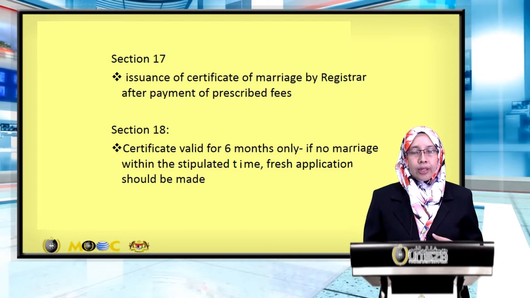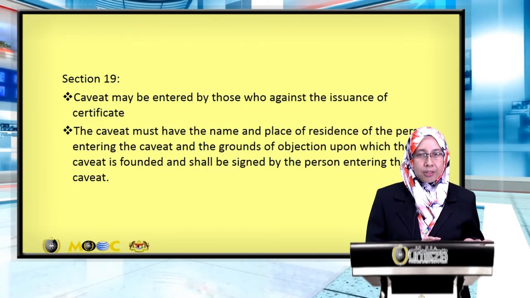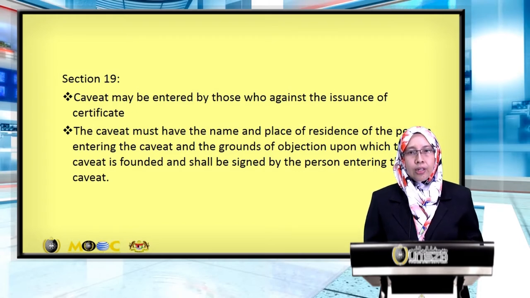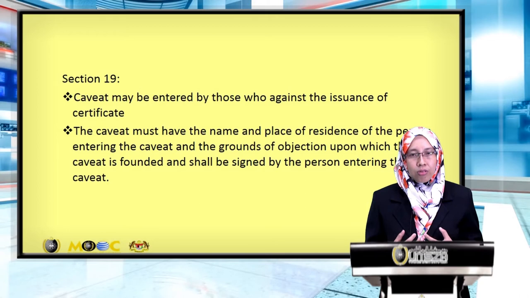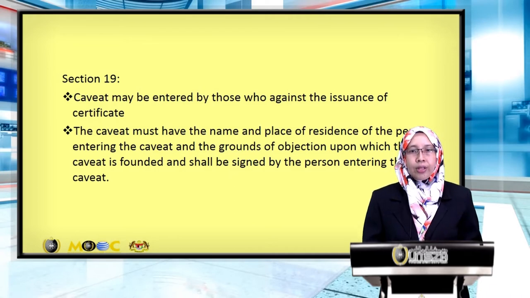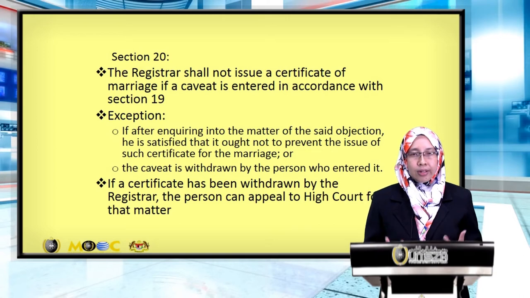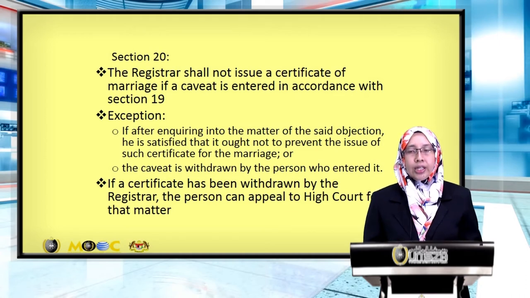In the case where no marriage takes place within these 6 months, the parties need to apply with a fresh notice. Okay. If there is any caveat from any other person against the issuance of a certificate of marriage, then the person can enter the caveat, whereby the caveat shall contain the name of the person, place of residence of the person, and the grounds of objection of the person. And the person must sign the caveat. Next, when the registrar receives the caveat, he shall not issue a certificate of marriage unless, first, after inquiring into the matter, he is satisfied that there is no valid ground to prevent the issuance of the certificate, or the person who entered the caveat has withdrawn it.